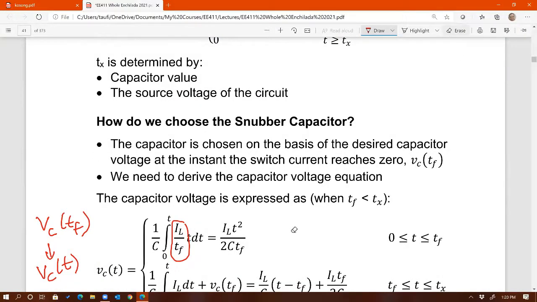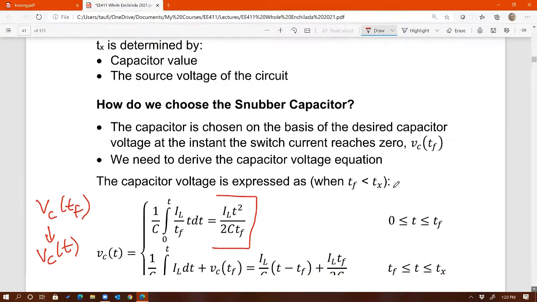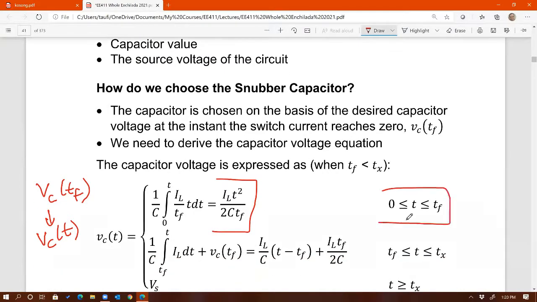And then I carry out the integral and I get the equation that I need right there. That's what I need to do for this one. That should be enough equation for us to see. Right now I have the equation for VC of T. Once you get the equation for VC of T, what is next?